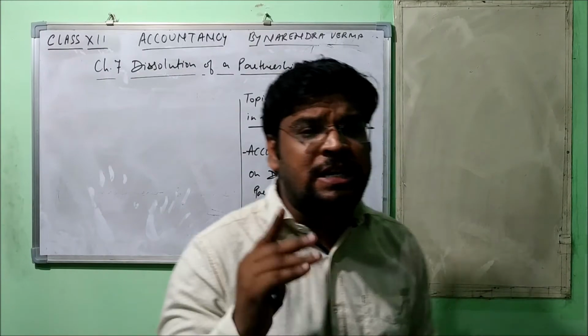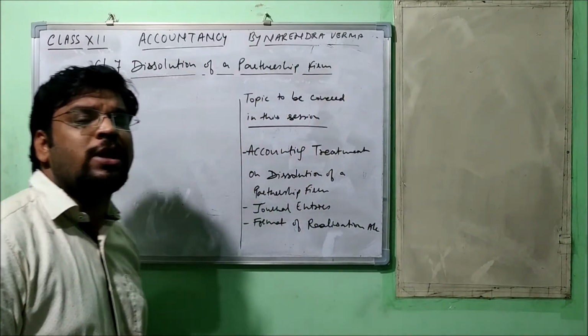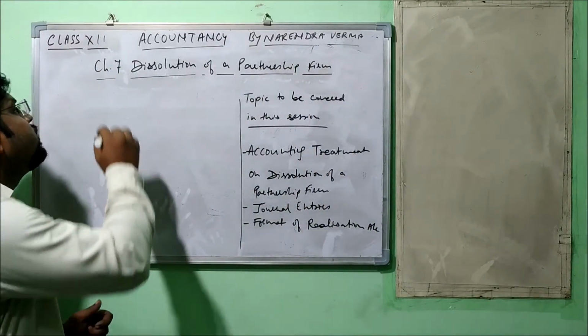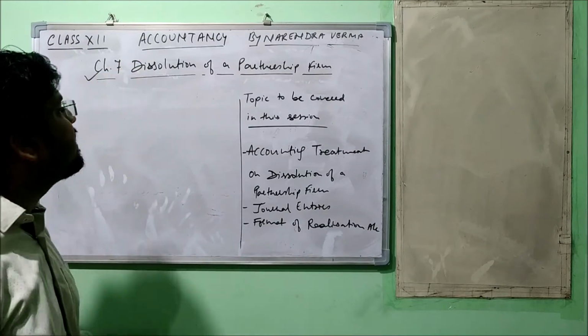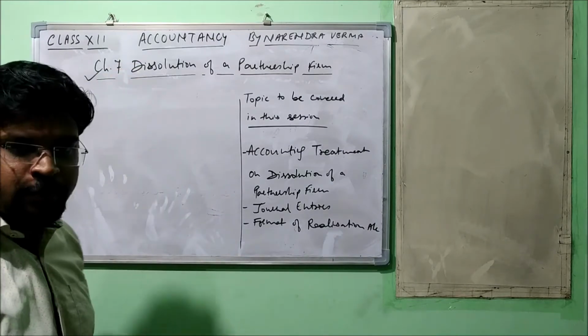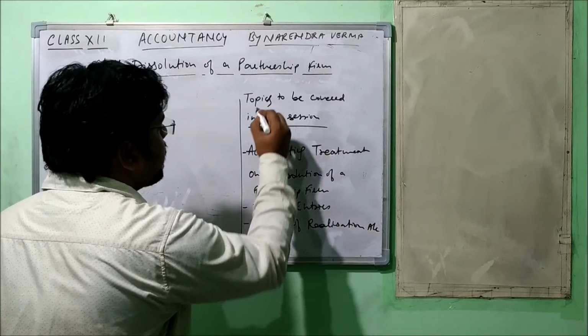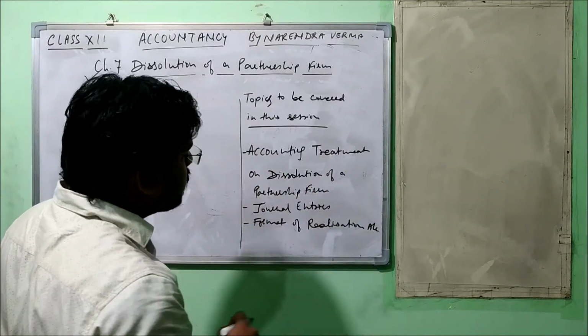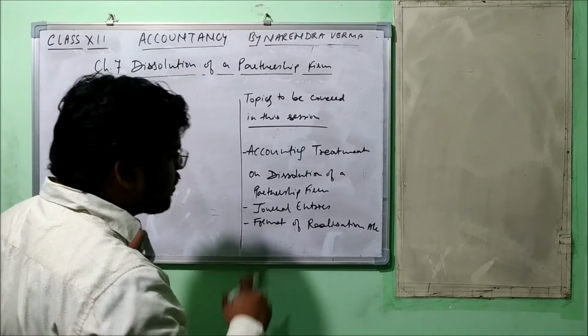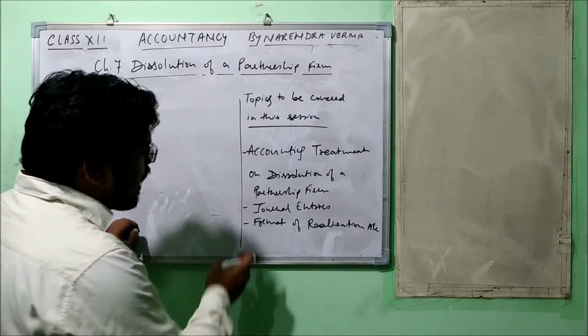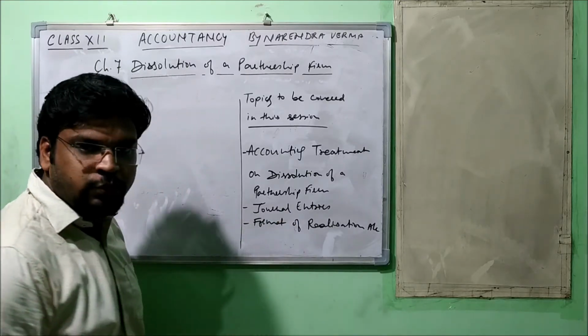As you know very well, in accountancy for class 12 CBSE syllabus, we have been dealing with chapter number 7, that is dissolution of a partnership firm, right? And in today's session, the topics we are going to cover are accounting treatment on dissolution of a partnership firm, journal entries related to realization account, and format of realization account, right?